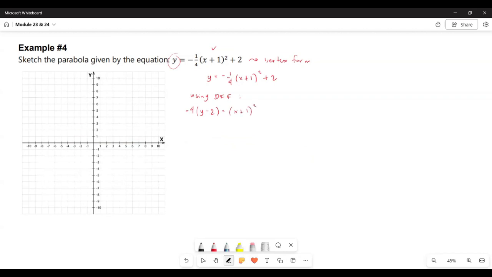Now, meron na tayong DFF equation ng ating parabola. And we know yung DFF kasi natin is ganito ang pinaka-equation talaga: 4a(y minus k) is equal to (x minus h) squared. Okay? So, dito sa na-convert natin na form ng equation, yung 4a natin is negative 4, di ba? Is equal to negative 4. So yung a natin is magiging 1.